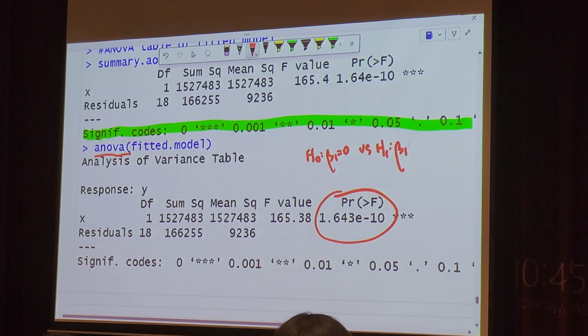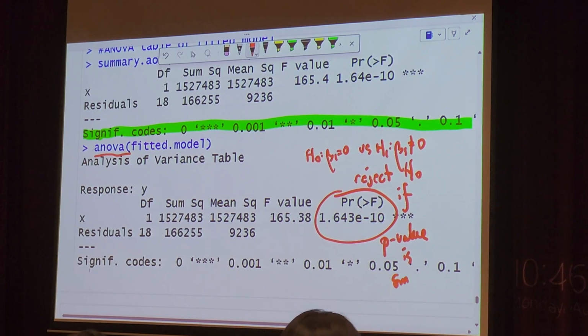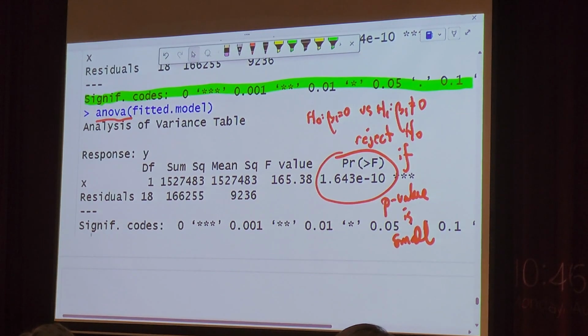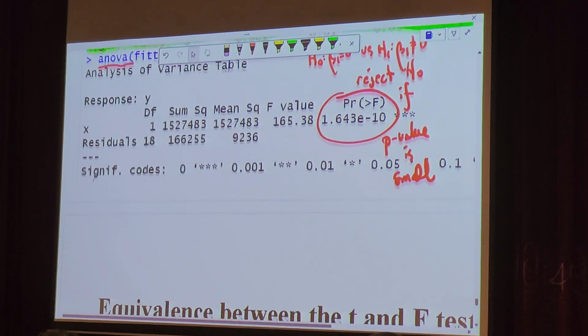Beta 1 is not equal to 0. So what do you do? You always reject H naught if the p-value is small. There's only one way to do a test using p-value. You reject the null hypothesis when the p-value is small. Here, the p-value is very small. We reject H naught and conclude that there is very, very strong evidence there is a relationship between X and Y.